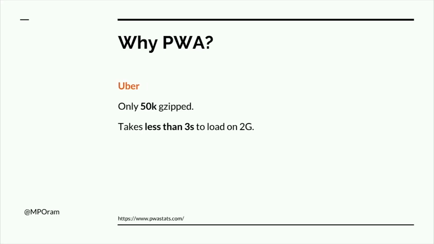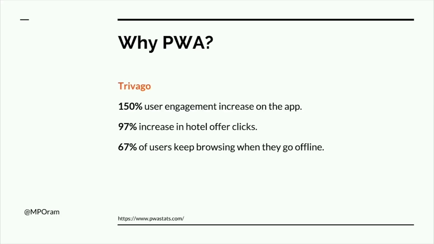How about Uber? Uber have done the same, and theirs is only 50K when gzipped. This means that if you're traveling and using Uber somewhere that you're not familiar with, where maybe you don't have 4G, you can now load Uber's PWA in less than 3 seconds, even on a 2G network, which is very important if you're lost somewhere. Trivago have also done this. So it's not just about speed, it's also about user engagement.